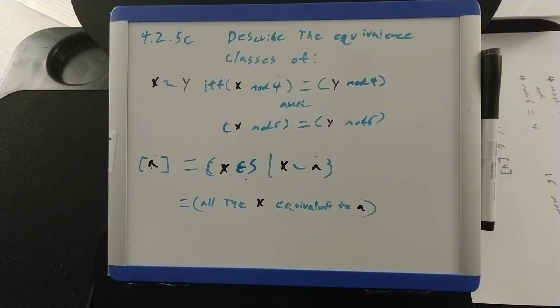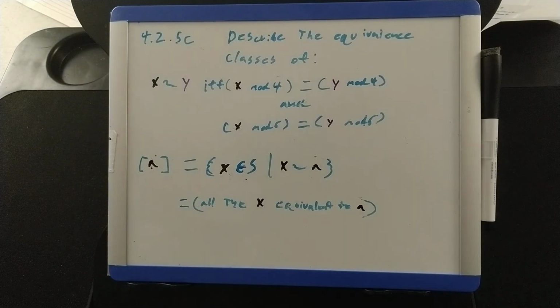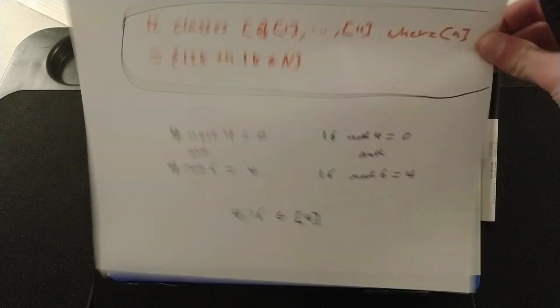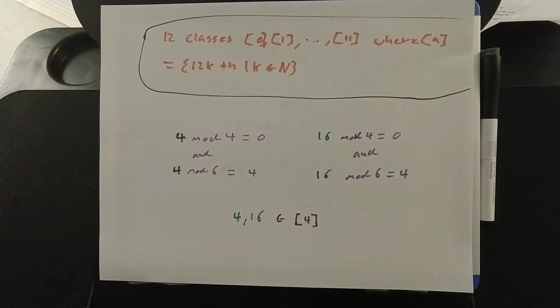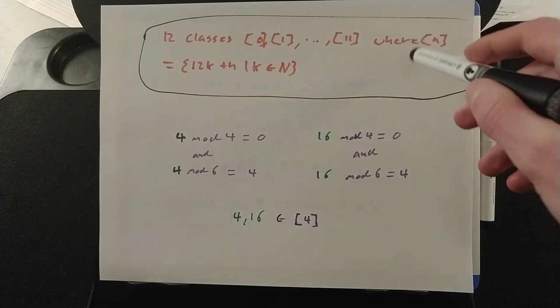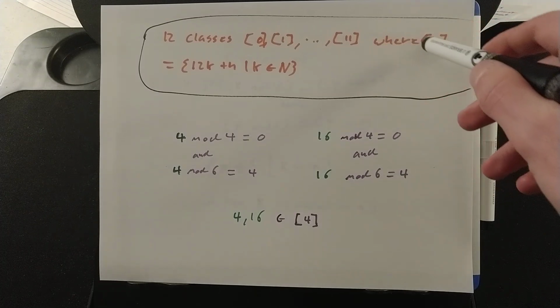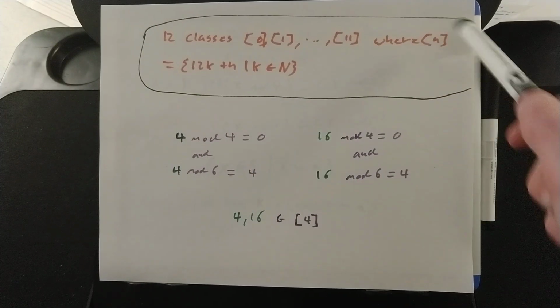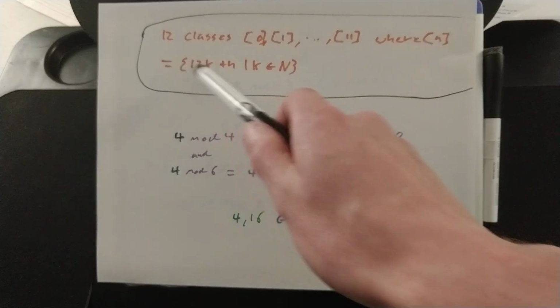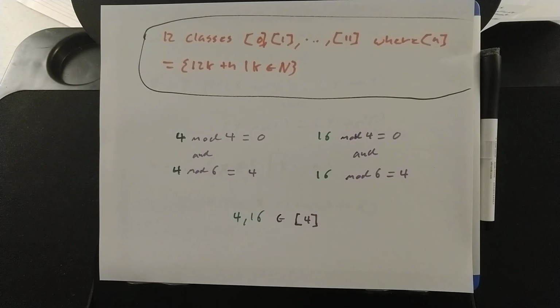And it'll make a little bit more sense when we look at the answer here, hopefully. So this is in the black, the correct answer from the textbook. There are 12 classes, 0 to 11, where you can sort of build the equivalence class of n using the formula. The equivalence class of n is equal to 12k plus n for every natural number k.